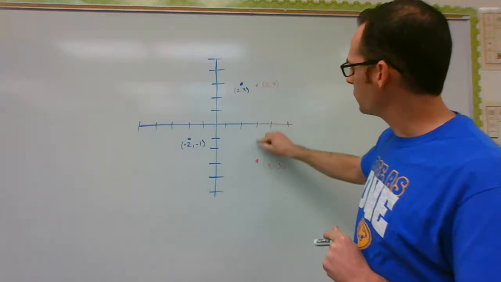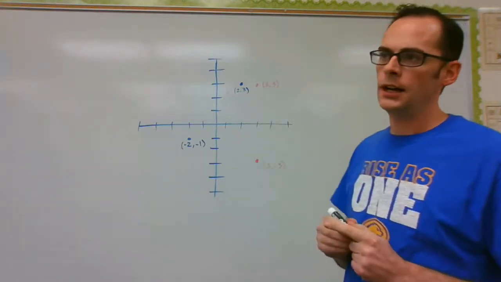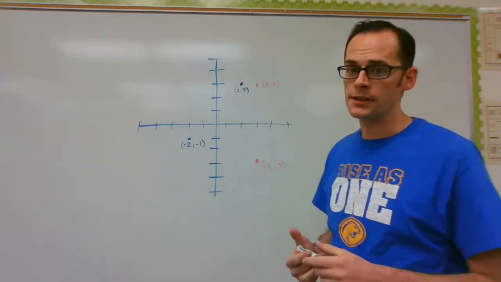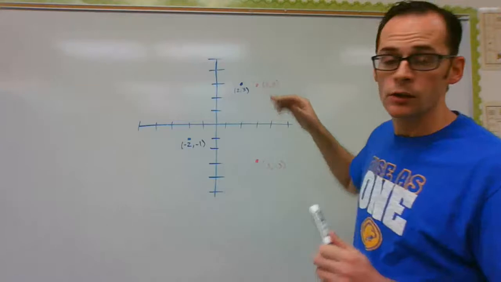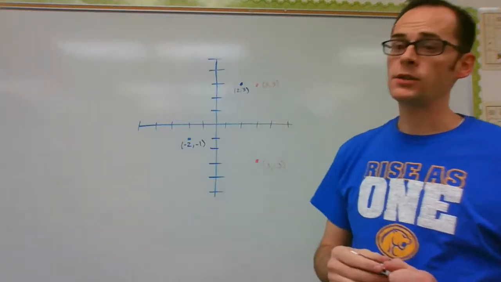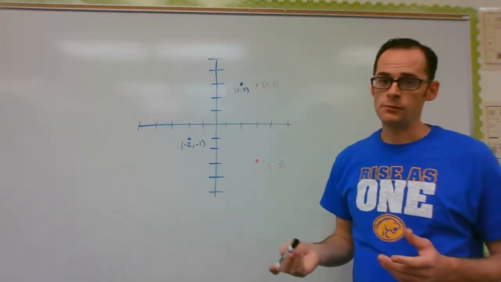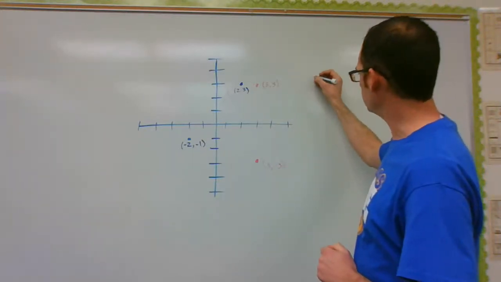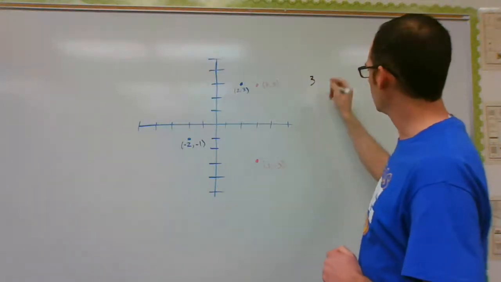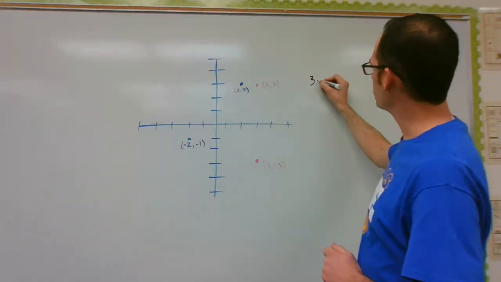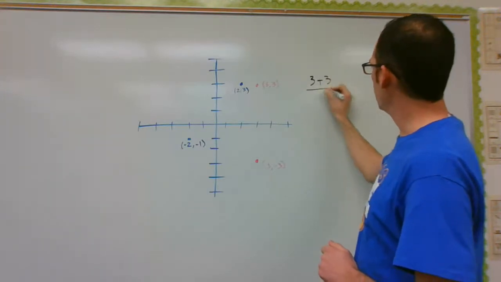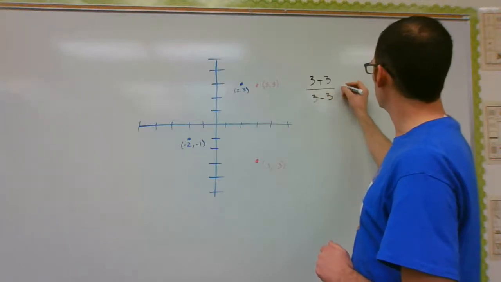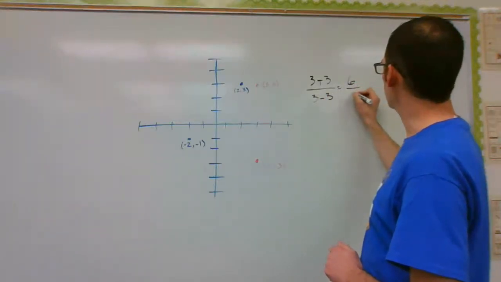So we know that this one has an undefined slope, but we're going to do the slope process anyway. We're going to do rise over run, y2 minus y1 over x2 minus x1. So I'm going to do 3 minus negative 3, which is the same as 3 plus 3, over 3 minus 3, which equals 6 over 0.